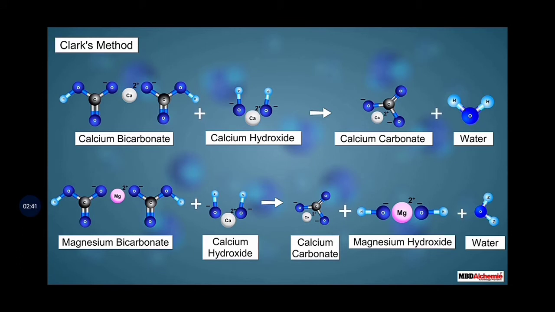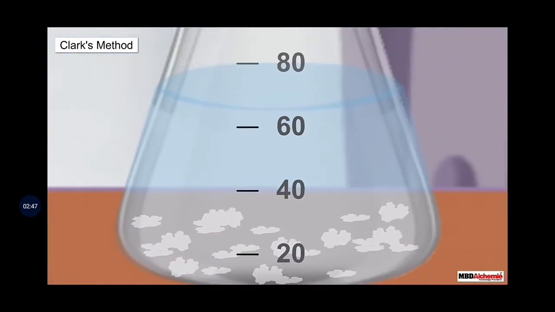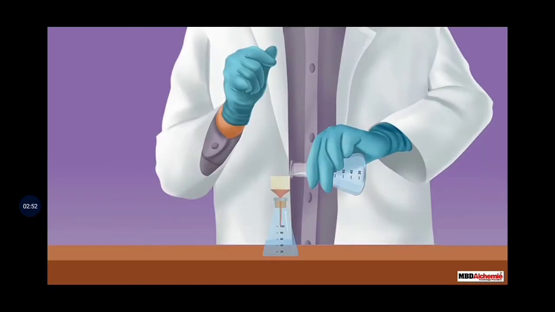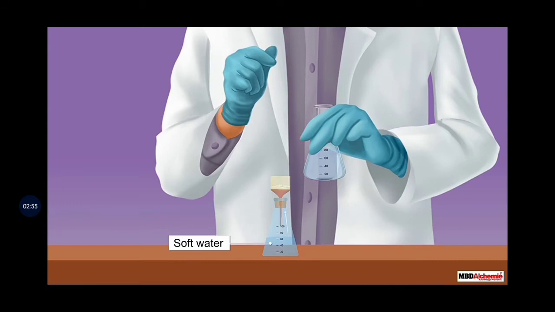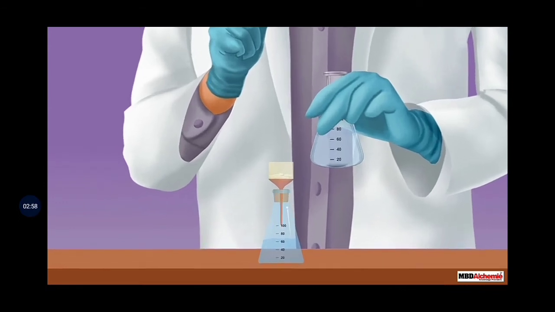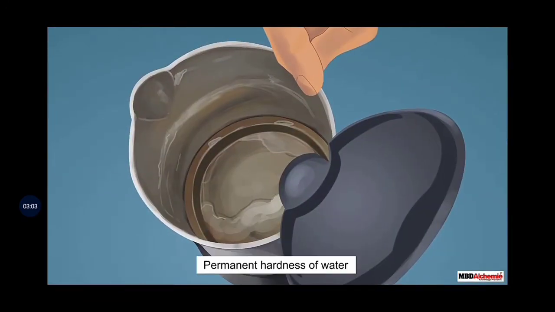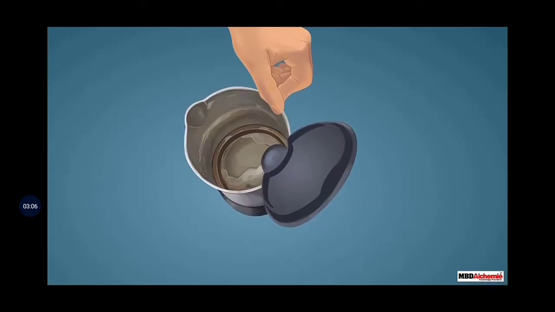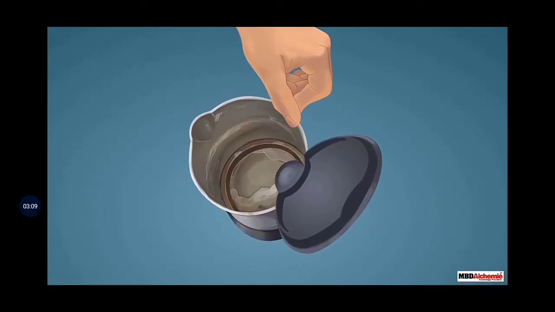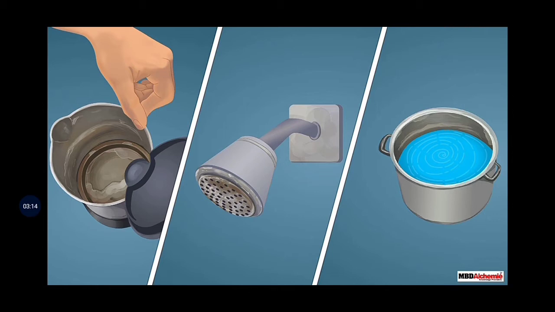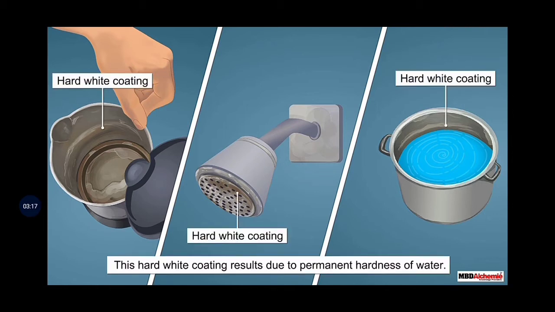The resulting salts, calcium carbonate and magnesium hydroxide, as you already know, do not dissolve in water and thus form precipitates. And once the precipitates are removed by filtration, the water no longer remains hard. Now that we have studied the temporary hardness of water, let us learn about the permanent hardness of water. You may have noticed a hard white coating inside electric kettles, on showers, and even inside utensils in which water is boiled. This hard white coating results due to permanent hardness of water.